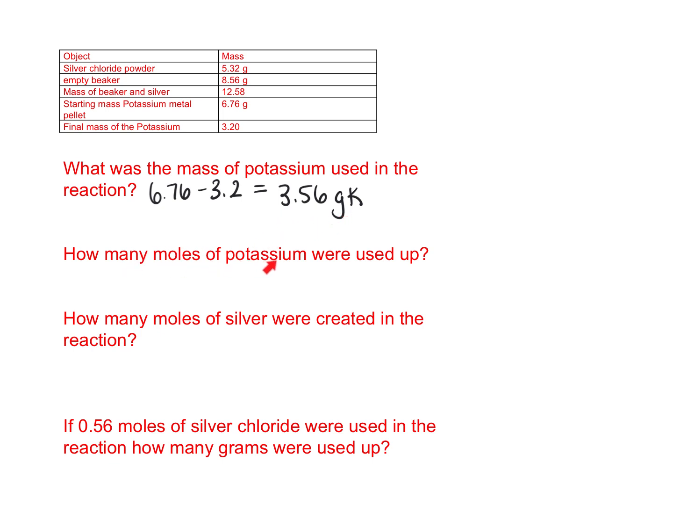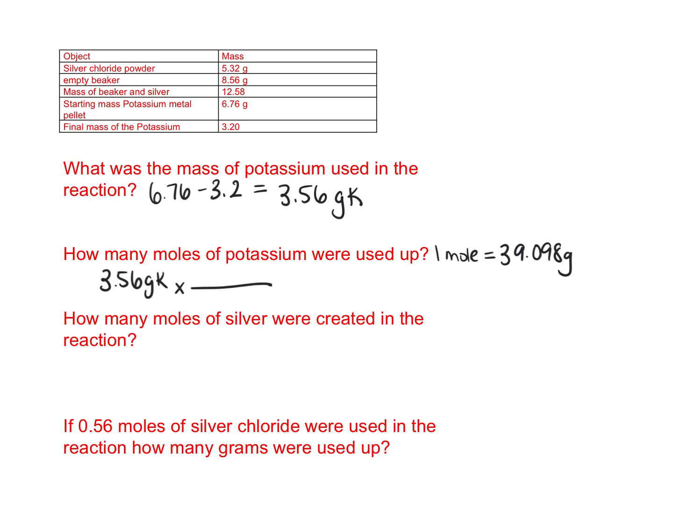Now we're going to convert that to moles, and remember, we're going to use the relationship that 1 mole of a material is equal to its molar mass. So we're going to look at the periodic table, and we're going to see that the mass of 1 mole of potassium is 39.098 grams.